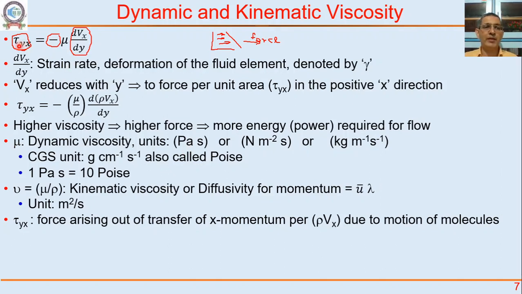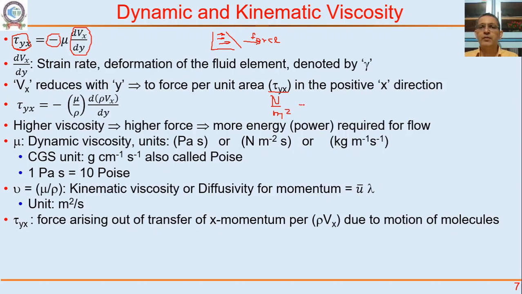Now let's see that as well. Tau yx has a unit of Newton per meter square. Right? So let's write it here. Tau yx has a unit of Newton per meter square.